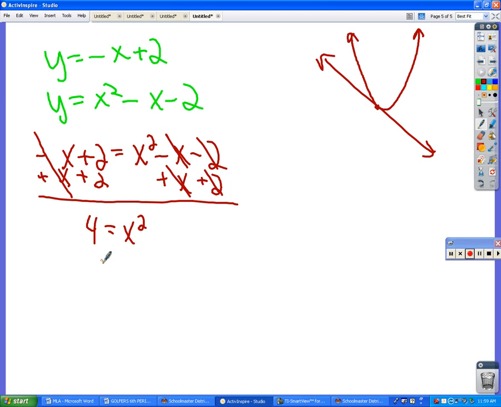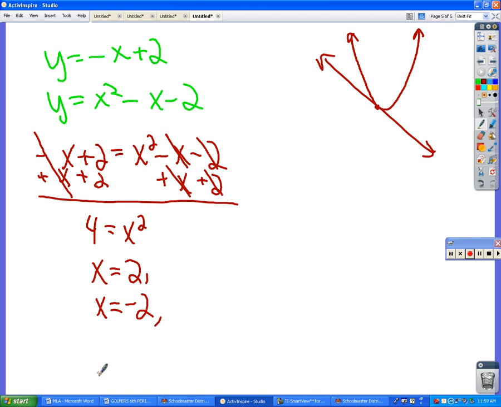Now I have to square root both sides, and what do I get? It's got to be 2. 2 or negative 2. Because 2 times 2 is 4, and negative 2 times negative 2 is also 4. So how many solutions do I have? 2. 2 of them. Okay.